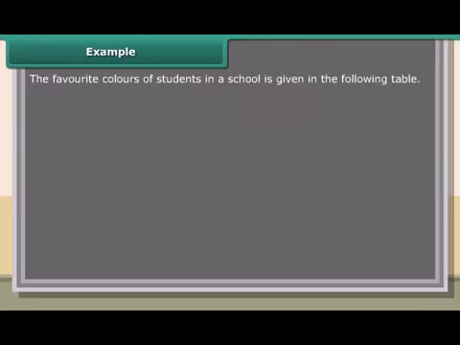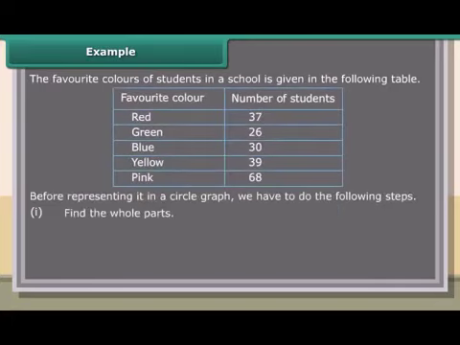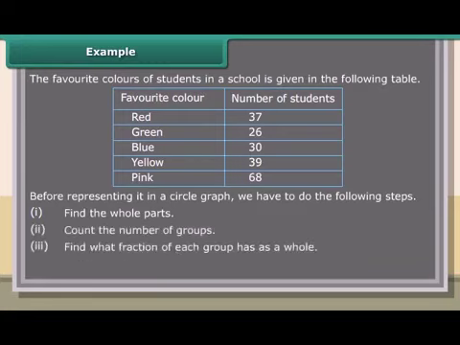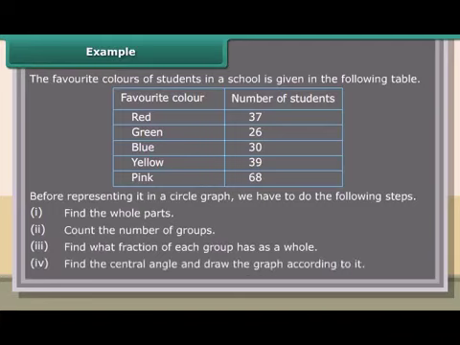Example 1. The favorite colors of students in a school are given in the following table. Before representing it in a circle graph, we have to do the following steps. 1. Find the whole. 2. Count the number of groups. 3. Find what fraction of the whole each group has. 4. Find the central angle and draw the graph according to it.